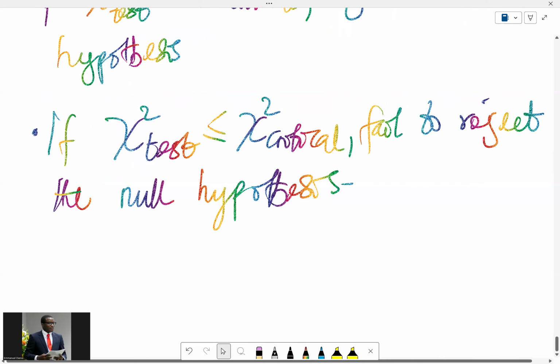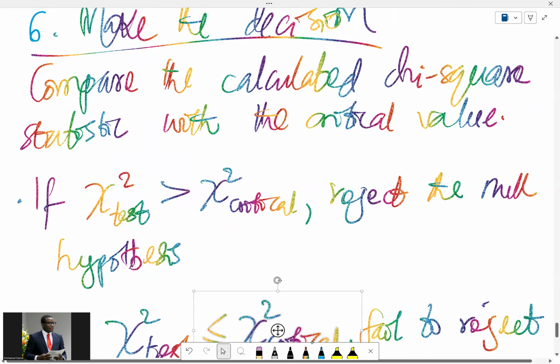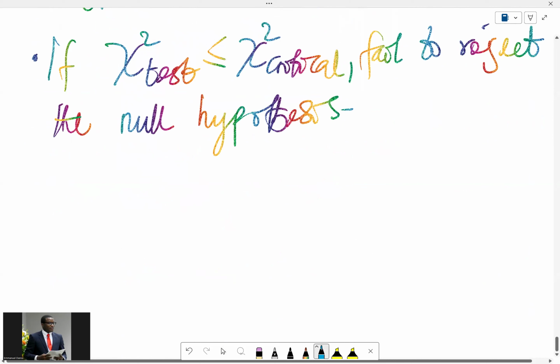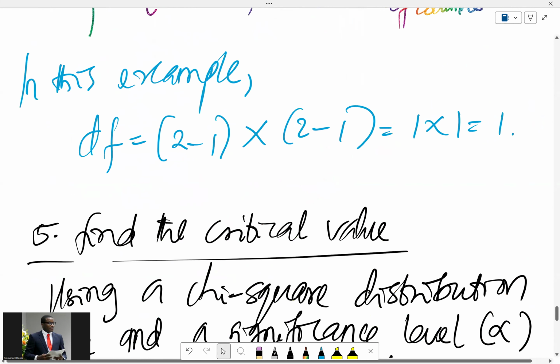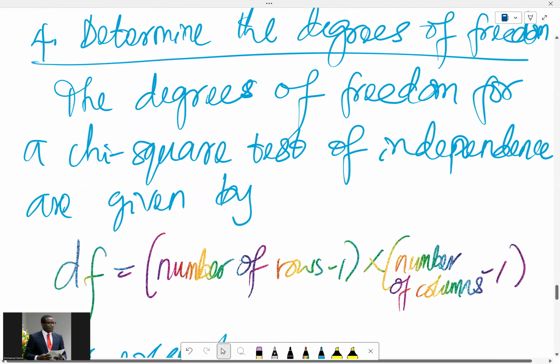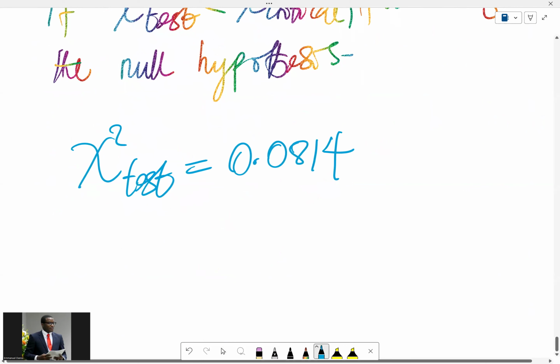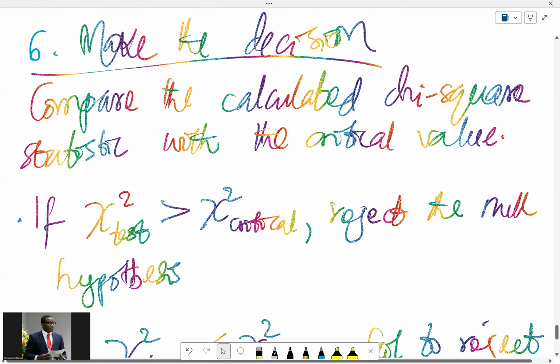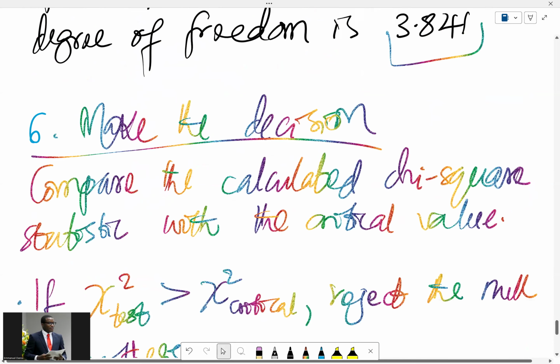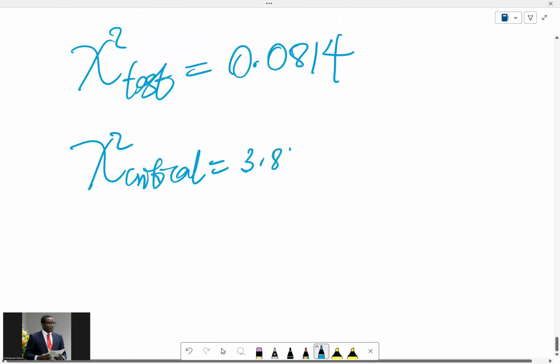Now, let's make the decision then. Since we know the decision rule, let's remind ourselves from what we have: chi-squared test is equal to 0.0814. That's the chi-square test. And then the chi-square critical is what you get from your table. So you have to get used to your table and really master it. Some of the things I have here, you have to double check to be sure this is right. But even if I'm not right, just be sure you get the right reading from your table and then follow the rules. So chi-square critical is 3.841.